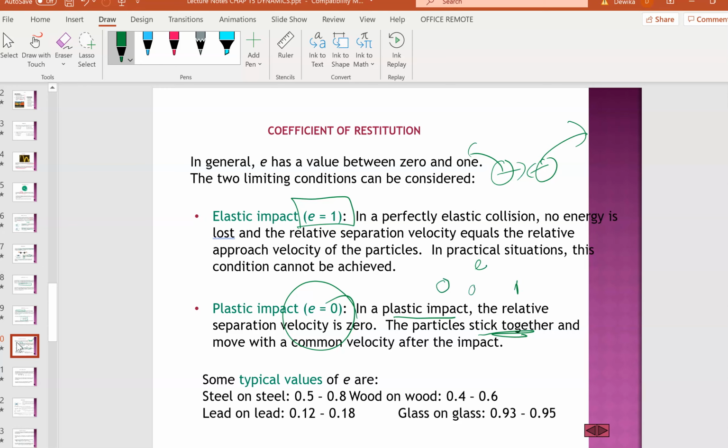What if E is 0.5? It means 50-50, so there would be some deformation. What if the value is 0.8? So 0.8 is very close to, sorry, very close to elastic impact. It will bounce back, but there is slight damage. So that is the classification of E between the elastic and the plastic impact.